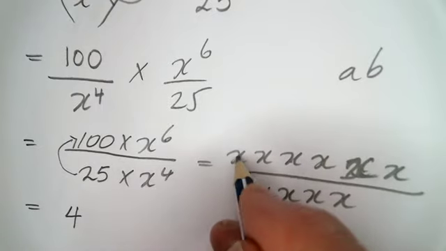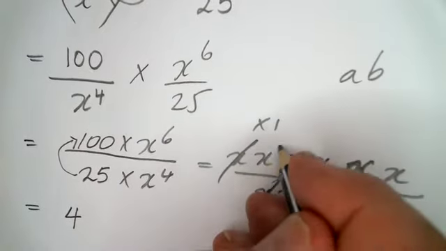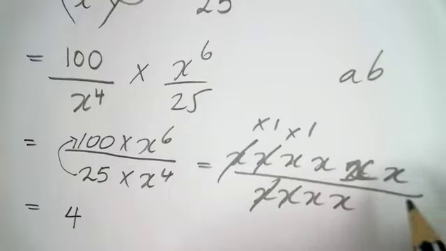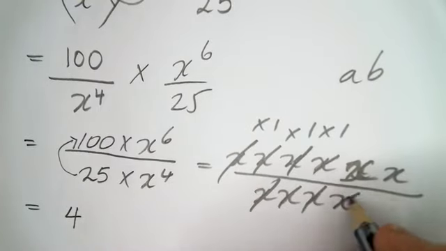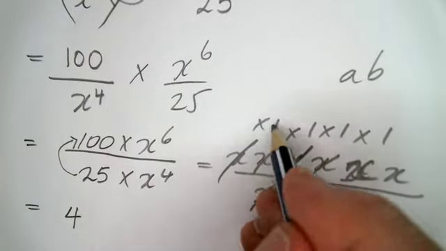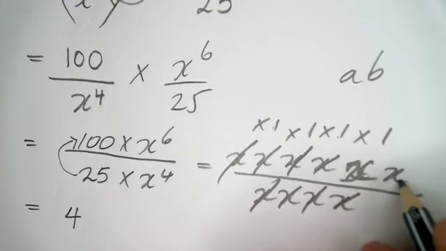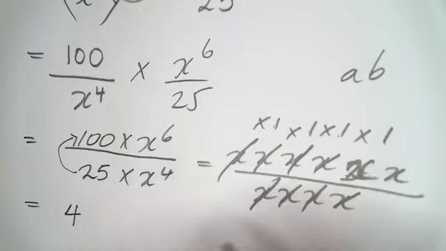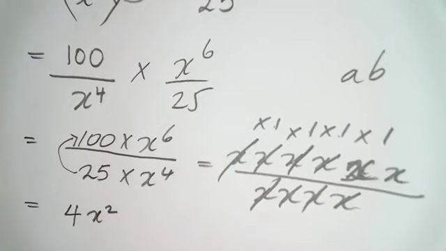So now I can say, well, x divided by x is 1. I could put times 1 if you like. x divided by x is 1. That's another times 1. x divided by x is another times 1, because x goes into x 1 time. So I've got 1 times 1 times 1 times 1, which is still 1, times x leaves me with x times x, which is x squared. So on the top, I'm going to end up with x squared. And we've got rid of everything on the bottom. So the answer is going to be 4x squared.